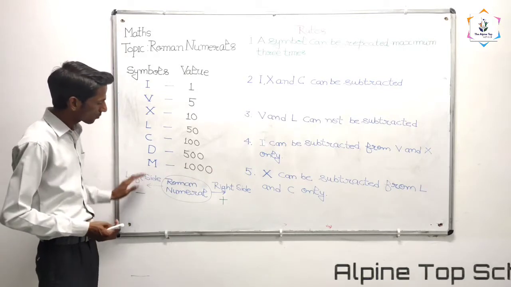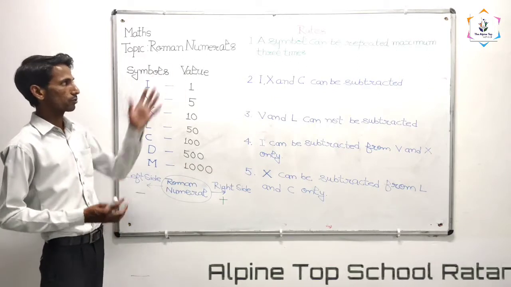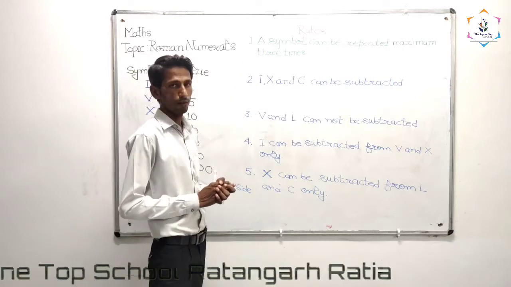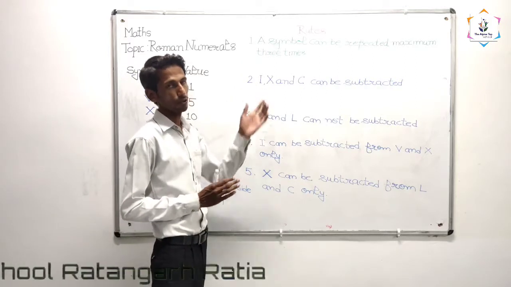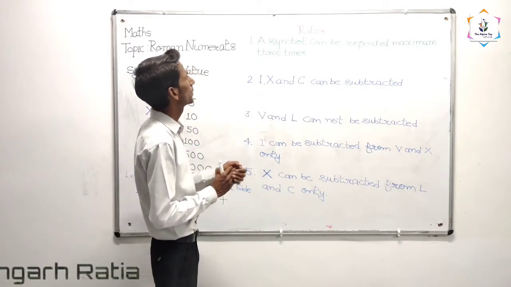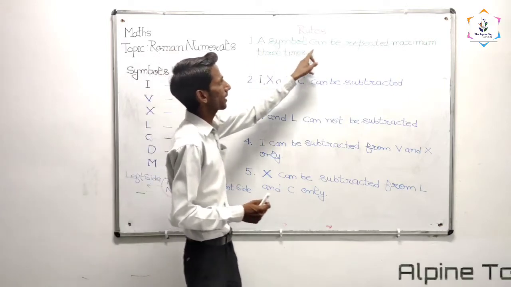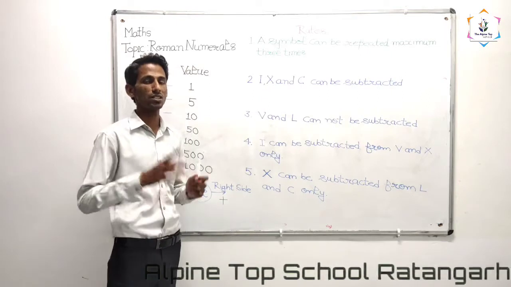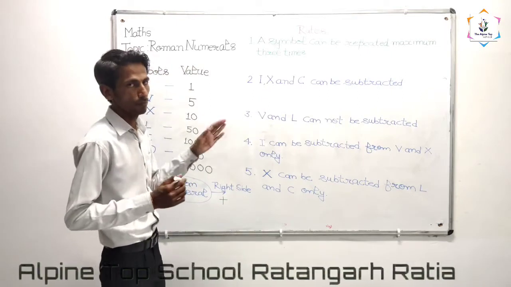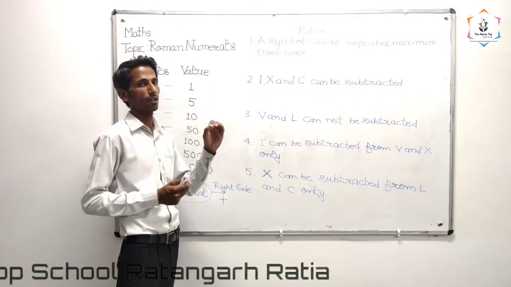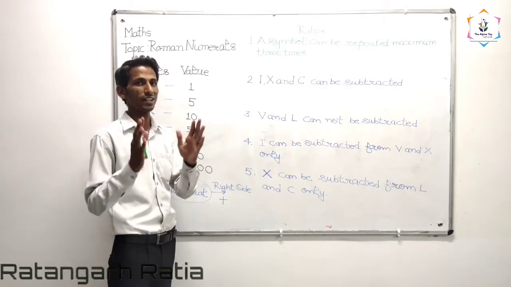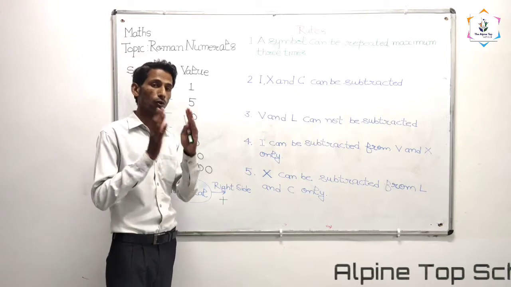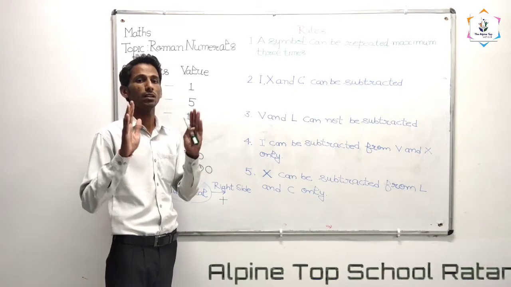Now how we can implement this rule, we are going to study here. See students, some rules I have already noted on the board. See here, the first rule: a symbol can be repeated maximum 3 times. Dear student, this is the first rule. Any Roman numeral symbol which we are going to use, we can repeat maximum 3 times. If you repeat more than 3 times, it will be wrong.